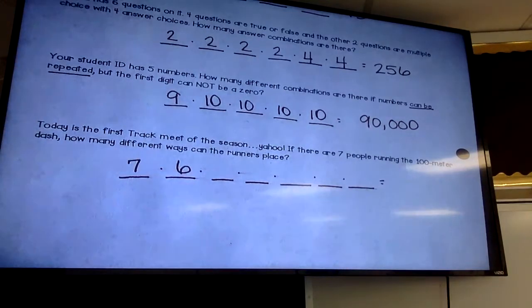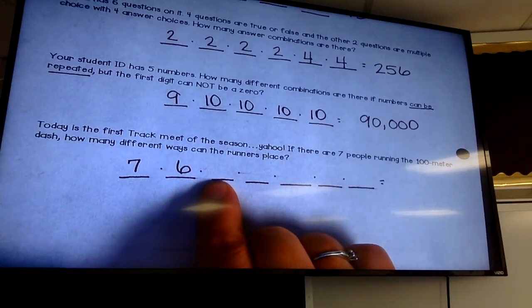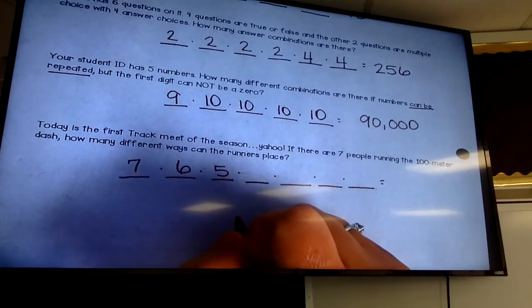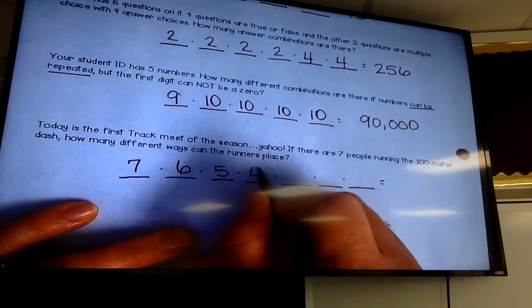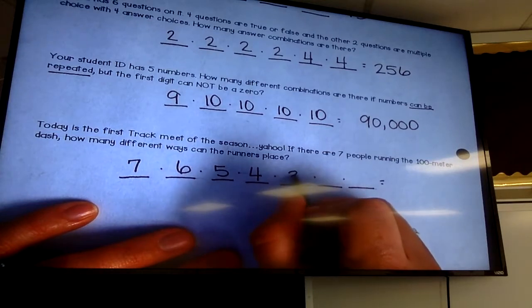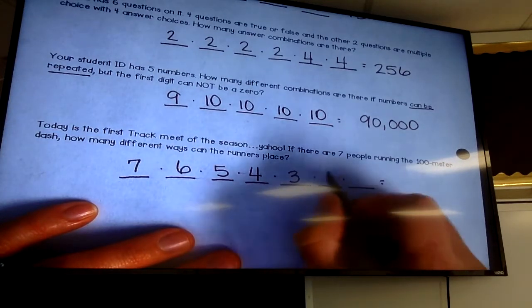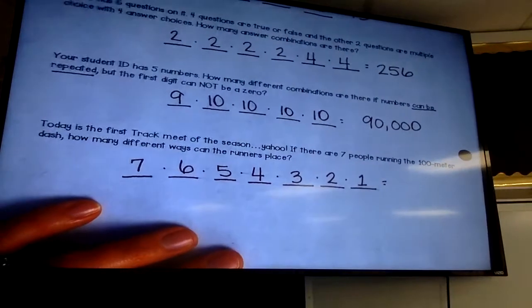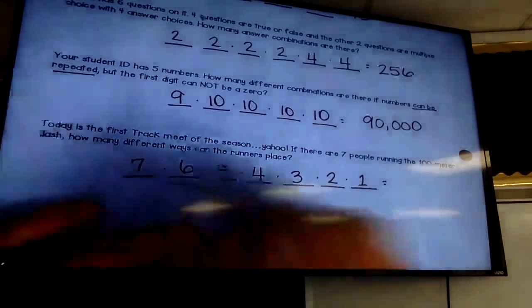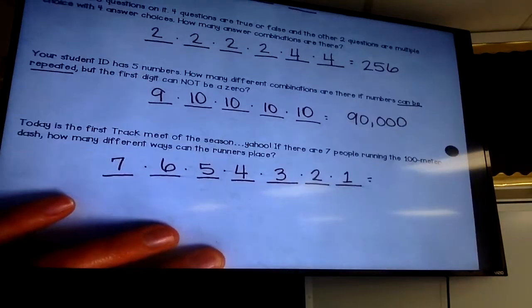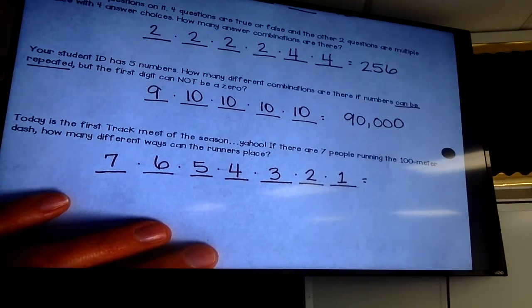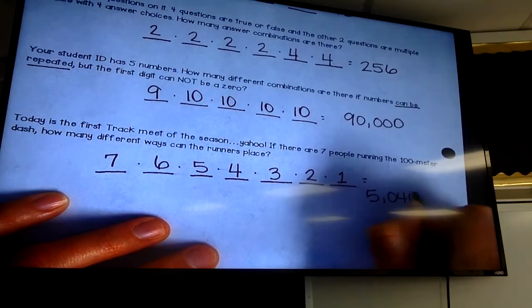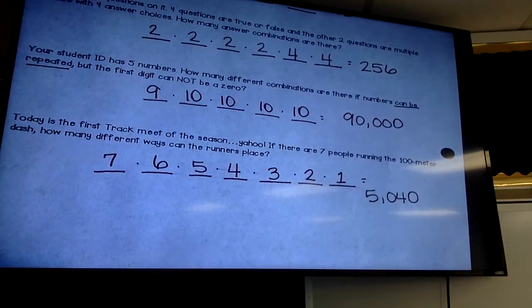And then how many people come in third place? Well, 2 of them have already been used, so now there's only 5 people left for third place. And then for fourth place, there'd be 4 people. And for fifth place, there'd be 3 people left. And for sixth place, there'd only be 2 people left. And then there's only one person left that would come in last. So if I multiply these together, it'll give me all the different combinations of people crossing the finish line. You know what you get? 5,040 different combinations of people.